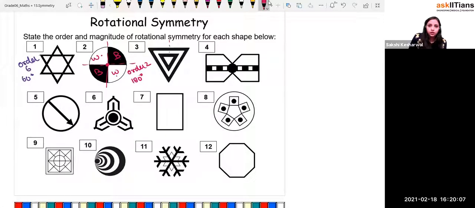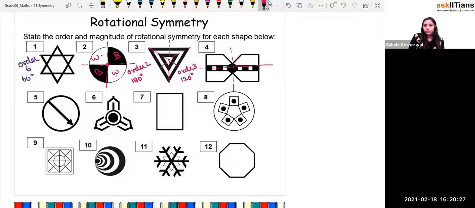Now just see this figure, right? This is an equilateral triangle. It's like this, like this, like this. So you will get the same figure after 360 degrees, yes, because all the sides and all the angles are equal. So the order is equal to 3 and the rotation will be what, beta? 120 degrees, right?